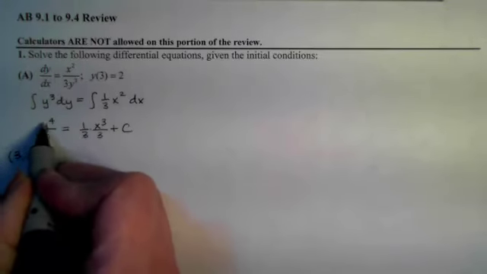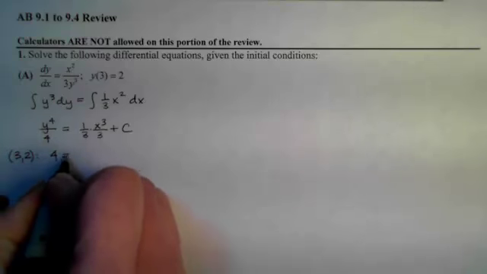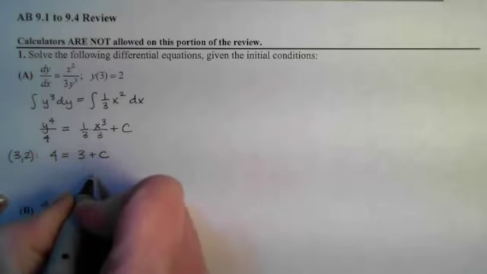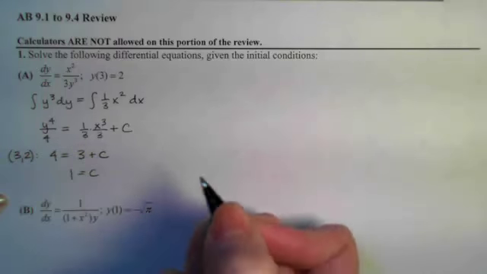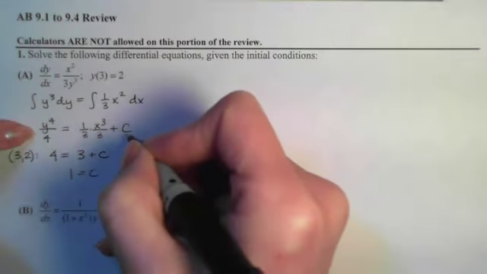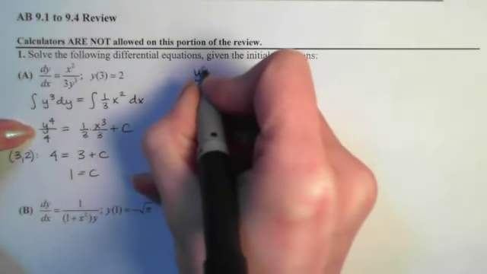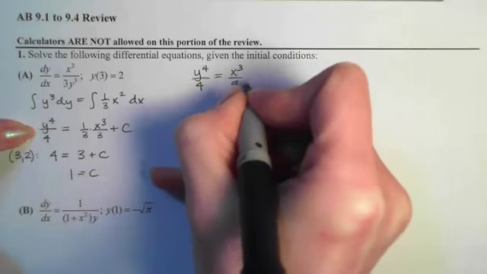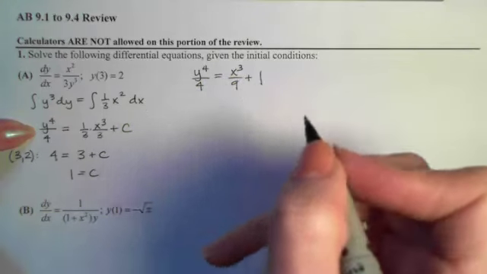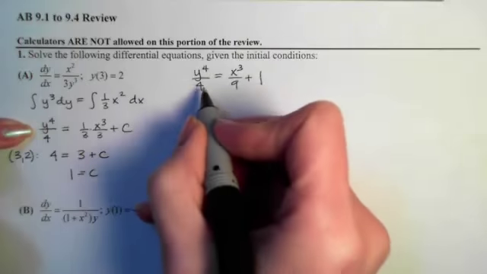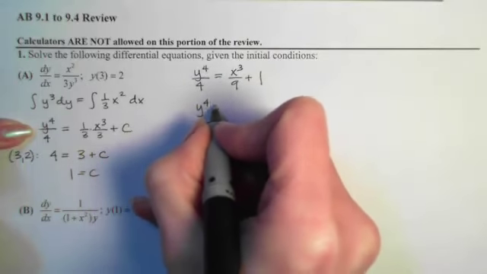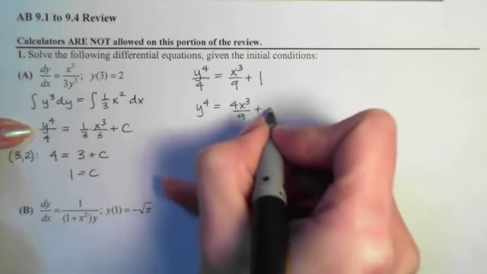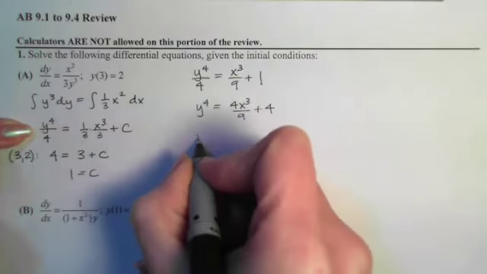If I plug in a 2, I have a 16 over 4, which is a 4. On the other side, I'll have a 27 over 9, which is a 3. So I end up with a c that is 1. Once I know the c, I go back and plug it in. And then I isolate the y. So to isolate the y, I would multiply both sides by 4. And then I would take the 4th root.